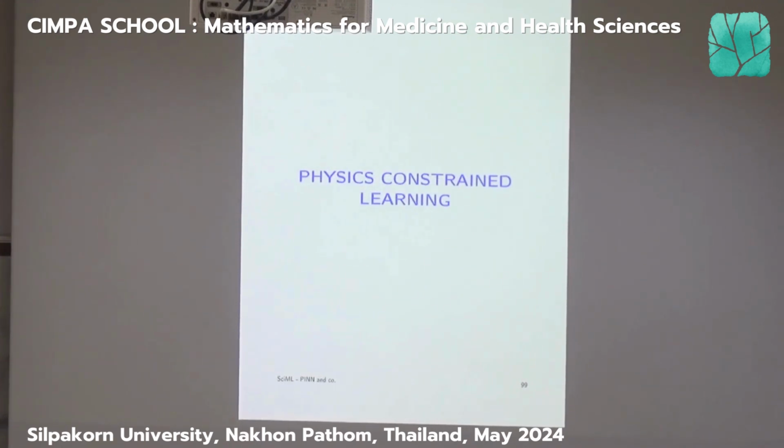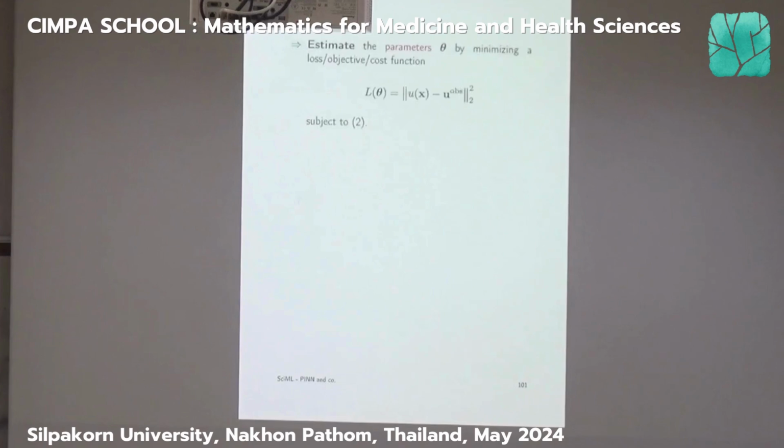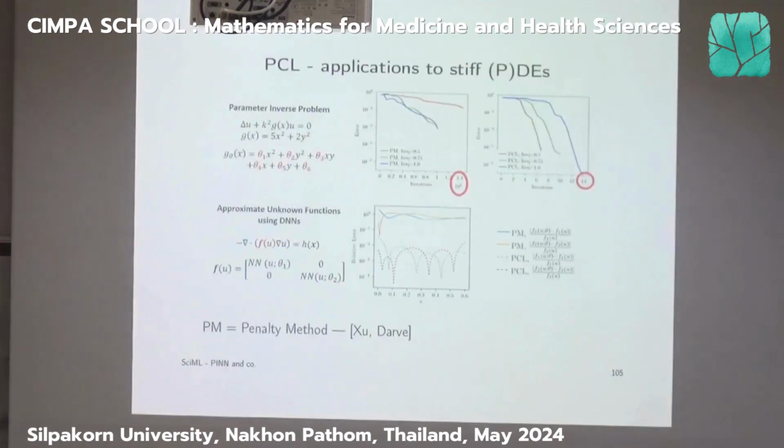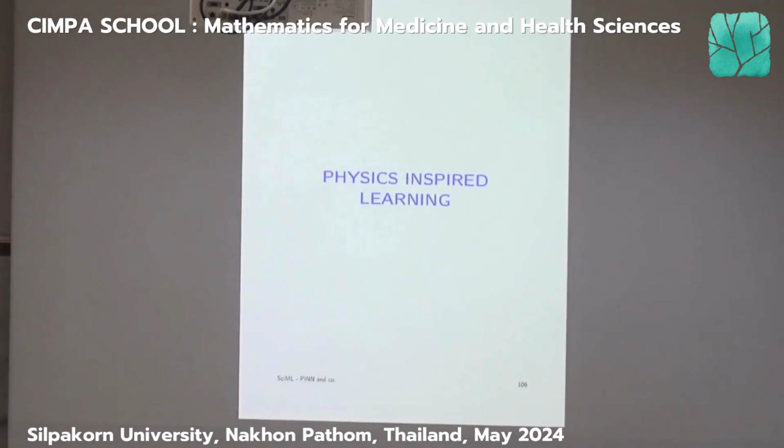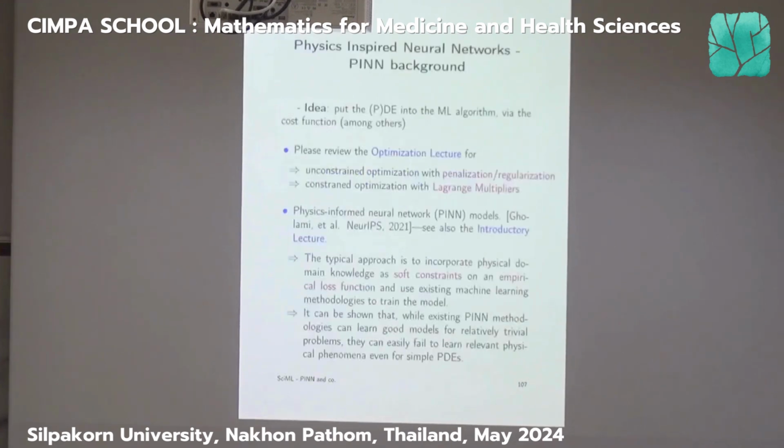There's what's called physics-constrained learning, which is not very far from what we're going to do, but we're going to look at physics-inspired learning. These are names that have been given. We can look at the mathematical formulation; they're all related somehow. They're not very different, but they're different ways of including physics, of blending physics and machine learning. Now we have physics-inspired: the idea is to put the PDE into the machine learning.